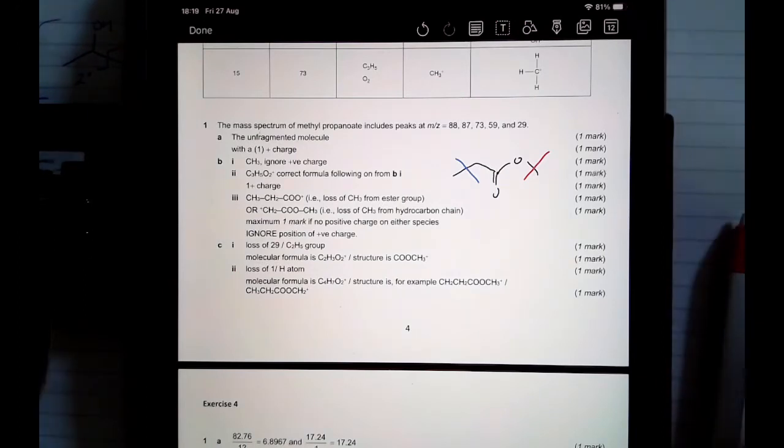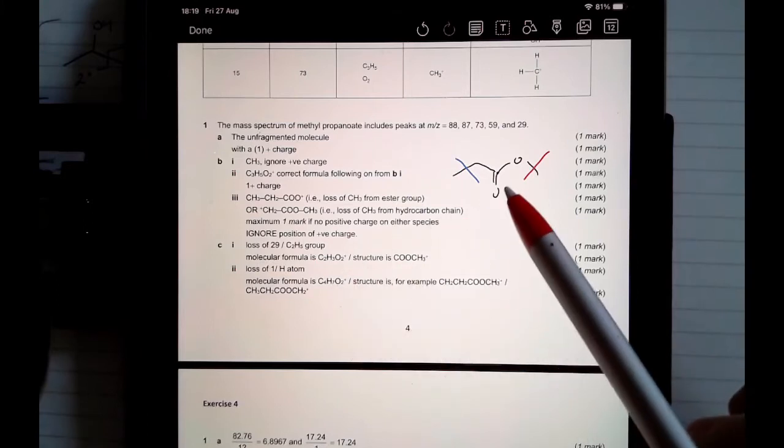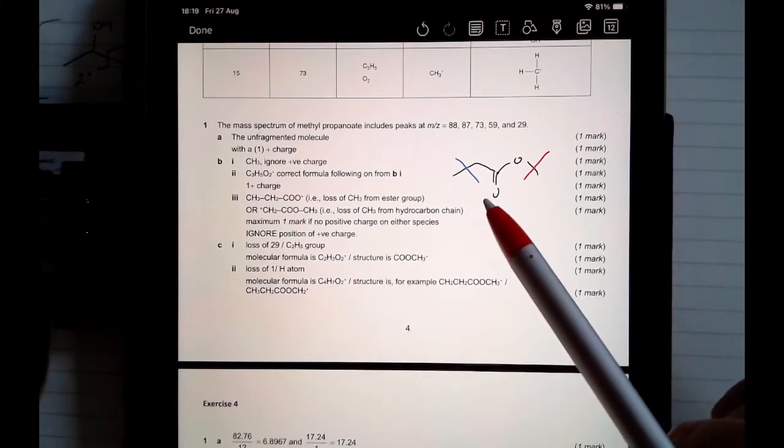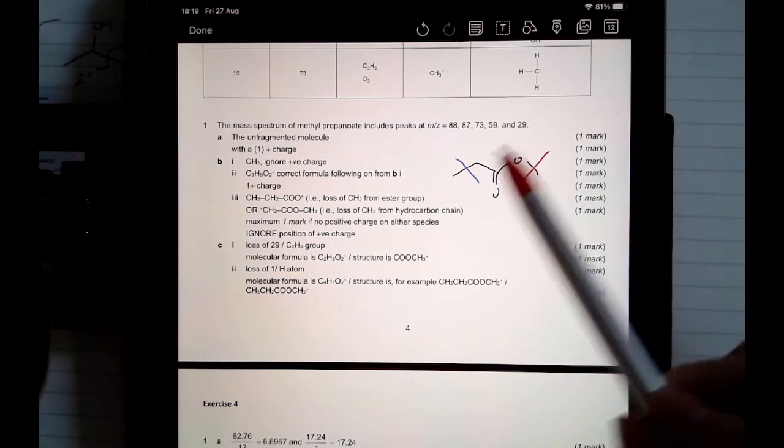The last question asks you to suggest how you end up with a peak at 59. Again, the easiest thing to do here is see what you are losing. If you have a peak at 59, then you are losing something with a mass of 29. So I do 88 minus 59. I see I'm losing something with a mass of 29.